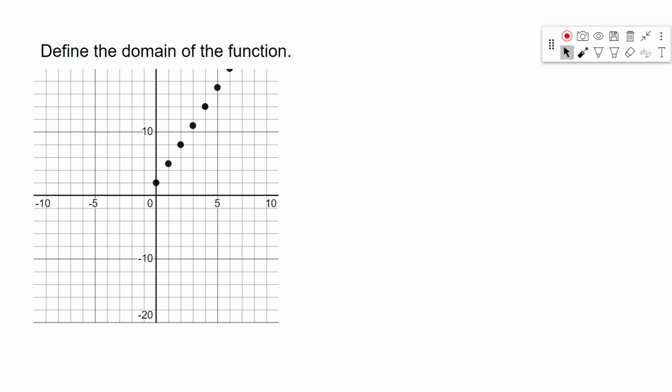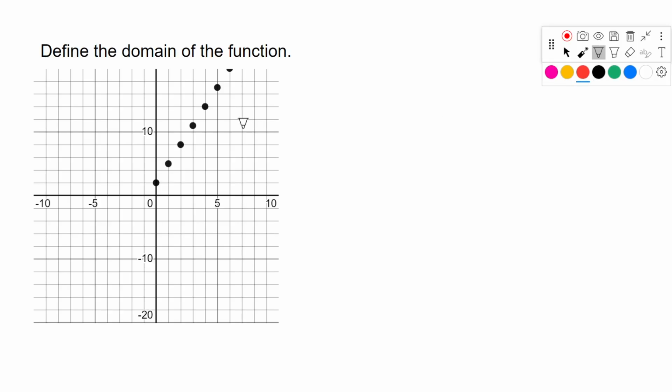Hello, this is Mrs. Carpel, and in this video we are going to identify if functions that have been represented either by a graph or in context are discrete or continuous, and define the domain for the functions.